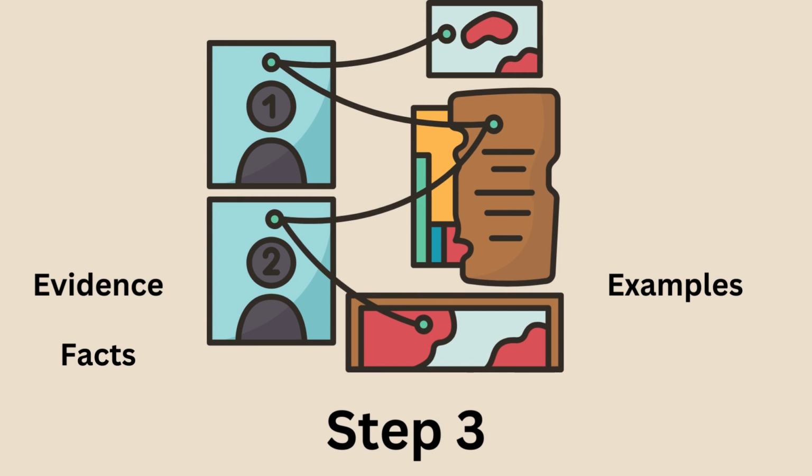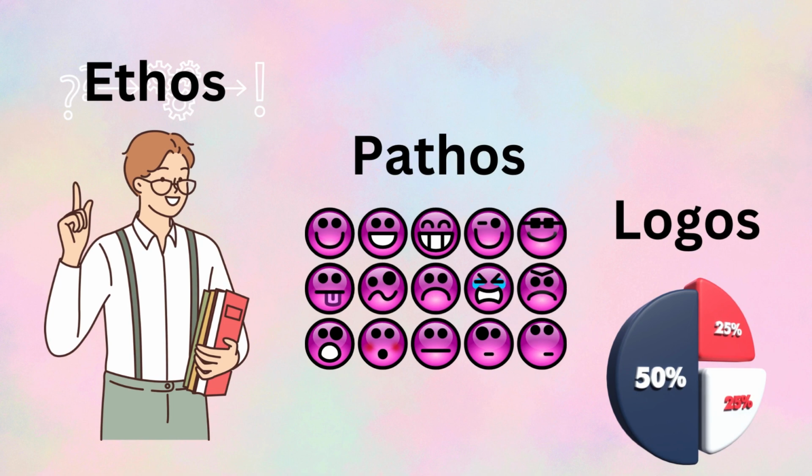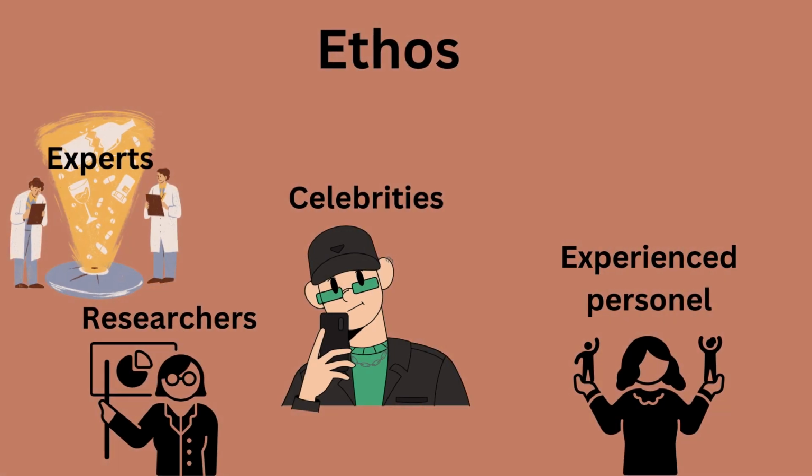Step 3. Use evidence and facts to support your arguments. Start explaining your reasons one by one, supported by ethos, pathos, and logos. This will help strengthen your essay and make it more convincing. Let's quickly recap ethos, pathos, and logos.